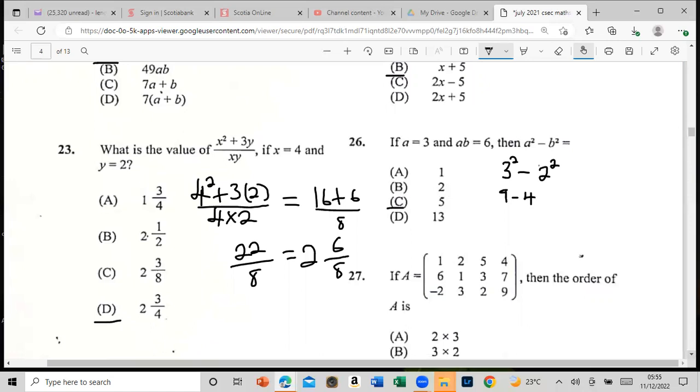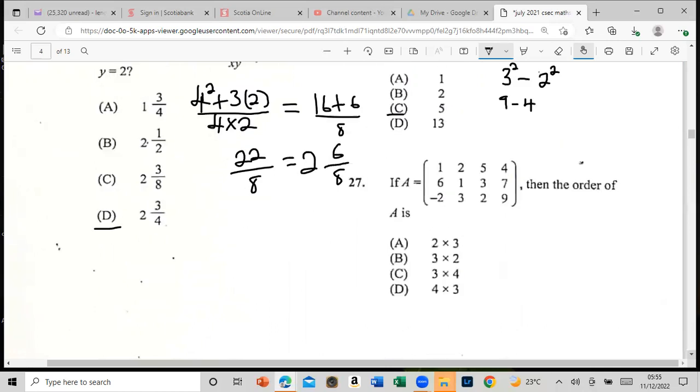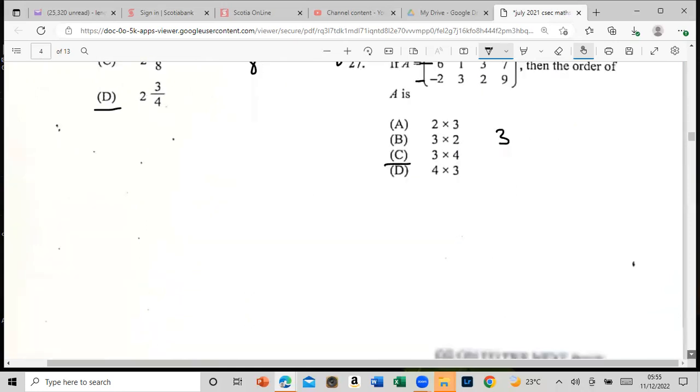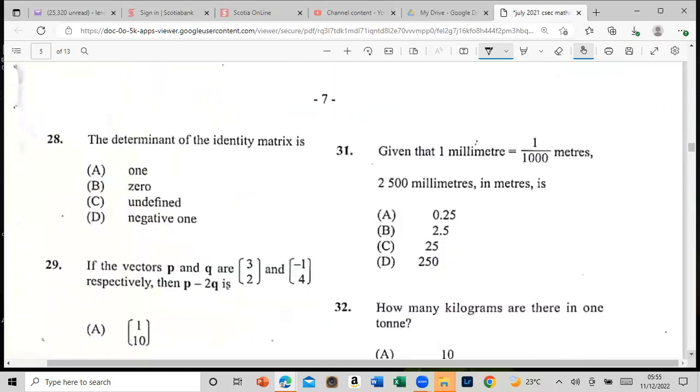Let's move on to the matrices, 27. If A is equal to that, then the order, okay. It's row first, then column. So we have 1 row, 2 rows, 3 rows. Then we have columns, up and down: 1, 2, 3, 4 columns. So it's 3 by 4. Read these carefully so you don't answer 4 by 3. It's row by column.